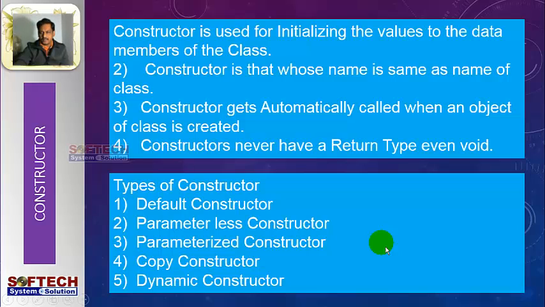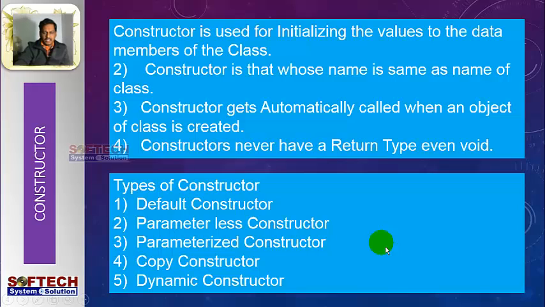The constructor has the same name as the class name. The constructor gets automatically called while the object is created. The constructor never has a return type, not even void. There is no return type.